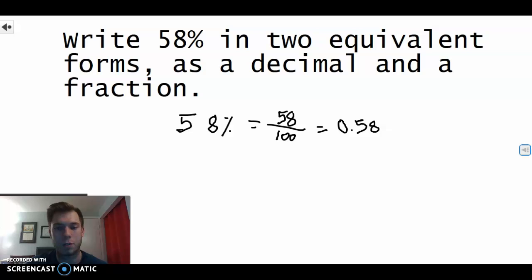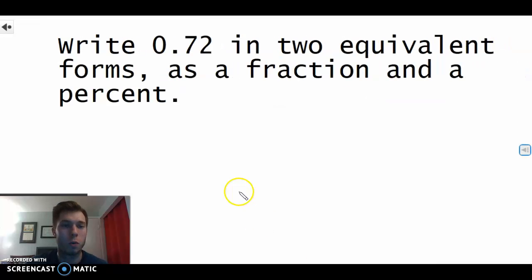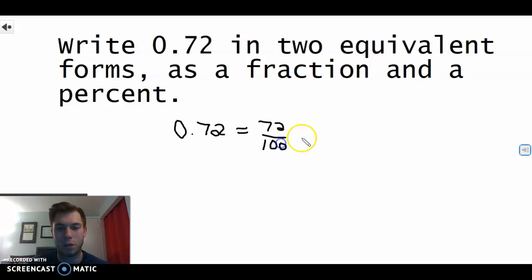Alright, a couple more guys. We're going to go through them quickly. So write 72 hundredths in 2 equivalent forms as a fraction and a percent. Go ahead and try this one on your own, guys. Alright, and to do this one, so we're going to go as a fraction and a percent. We're going to convert our decimal to a fraction, 72 hundredths. We're going to write exactly how we say it, 72 over 100. And then to write the percent, we would just take the numerator out of 100 and write the percent.